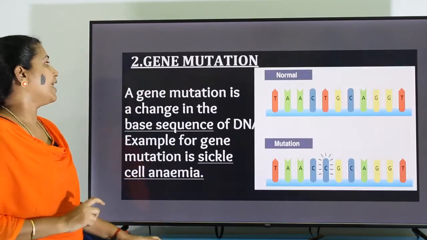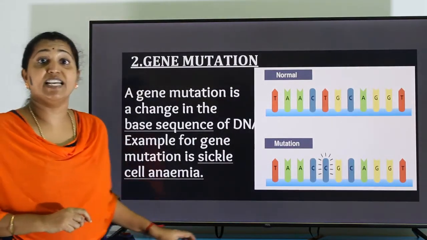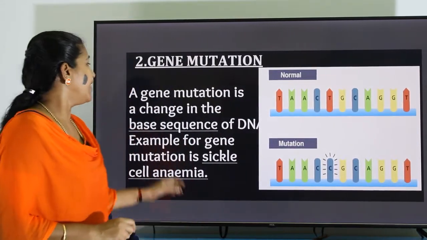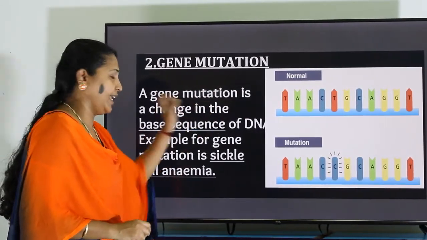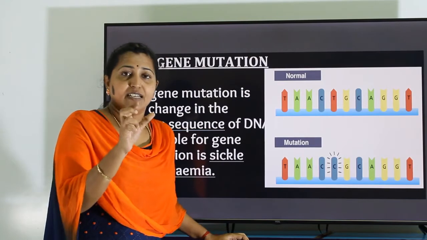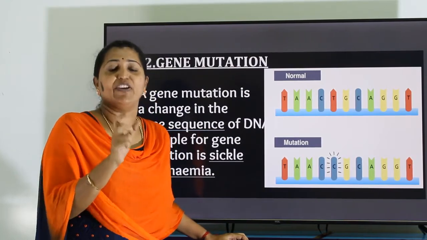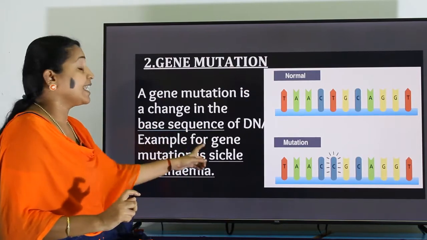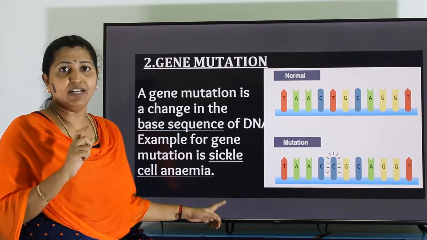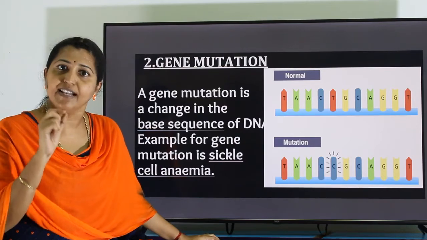Now the next type of mutation is the gene mutation. A gene mutation is a change in the base sequence of DNA. So if the change is in the base sequence of DNA, we call it a gene mutation. The example for gene mutation is sickle cell anemia.